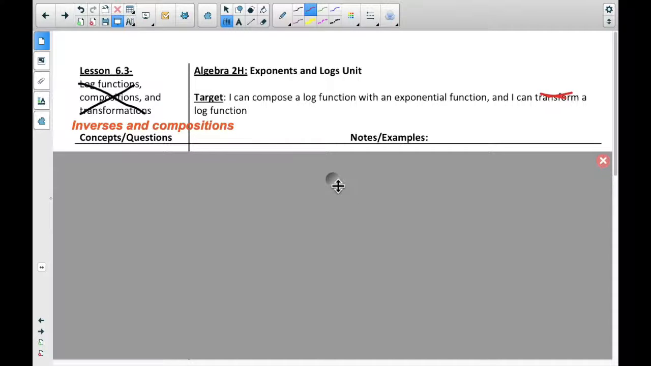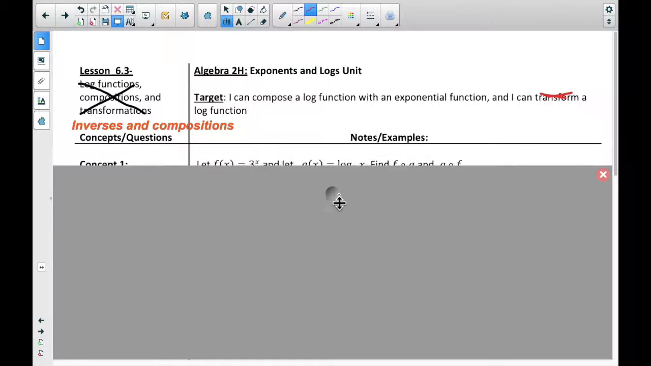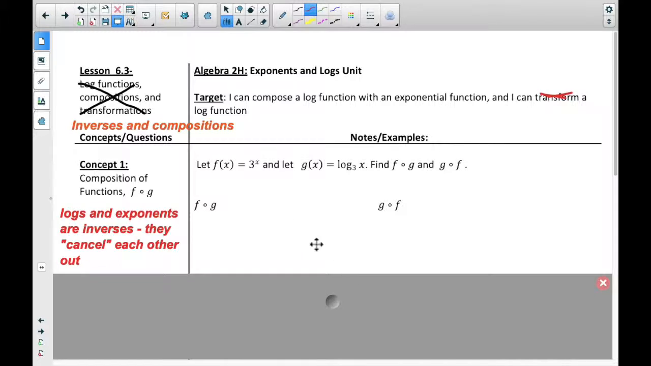But let's talk about inverses and compositions, because we know already that logs and exponents are inverses of each other. So they basically cancel each other out. When we learned this back in our previous unit and we did compositions, we found that when you take f of g of x, if they are inverses of each other, then they reduce down to just x. And so that should work out for exponents and logs as well. So let's take a look.